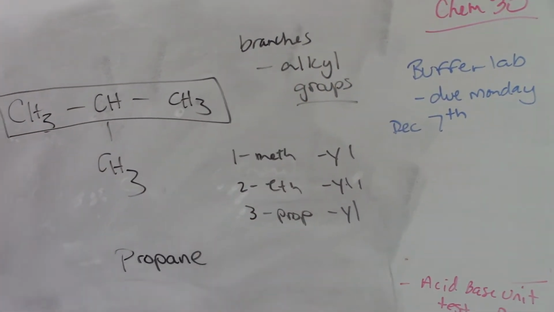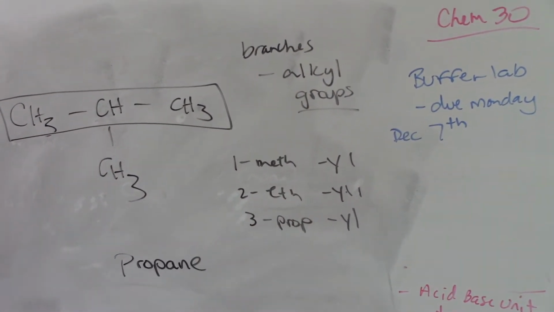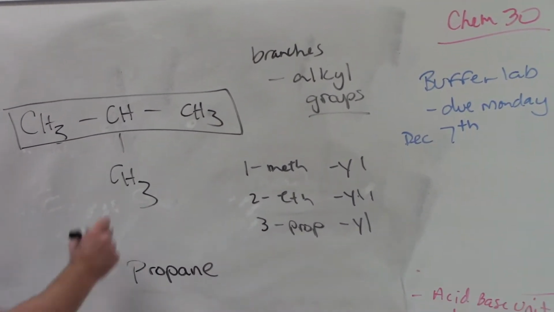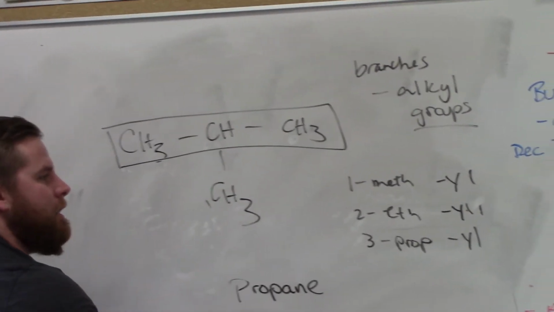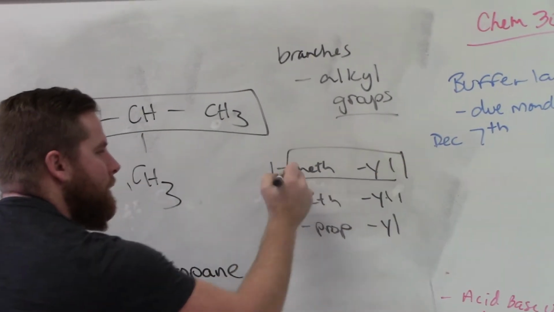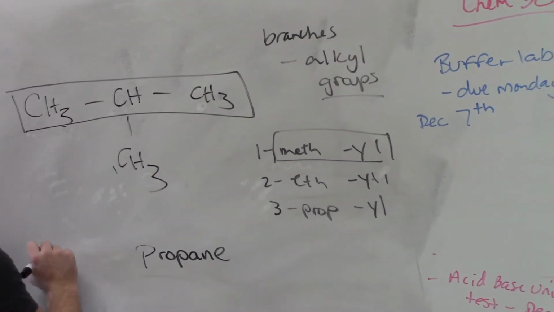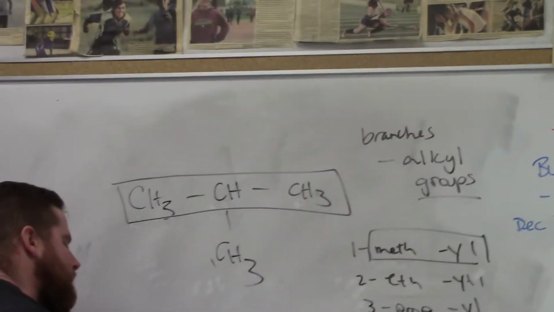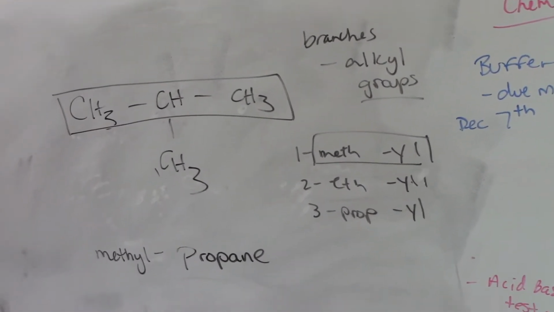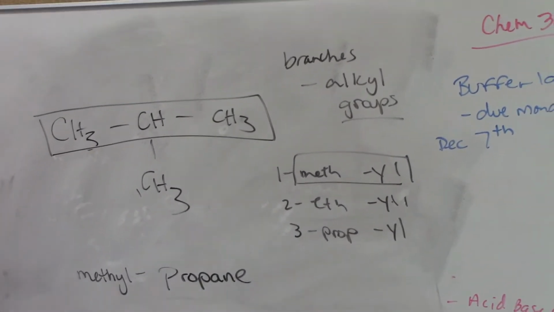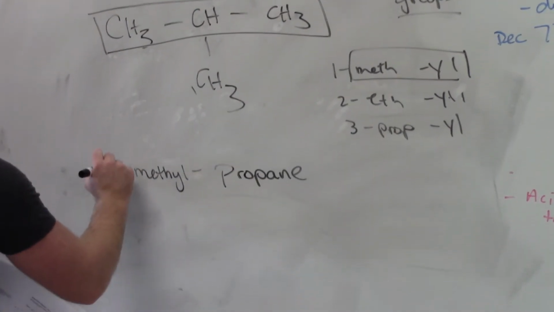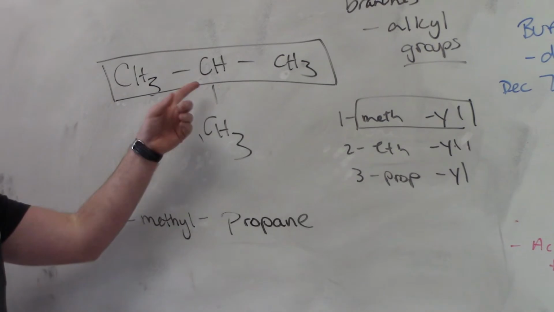So that's how we differentiate the branch from the parent chain in large organic molecules. So this is a single carbon, and it is a branch. So it is a methyl group. So the way we would name this is methylpropane. All right? Now, in order to name this properly, I would actually name this 2-methylpropane. Because it's on carbon 2.